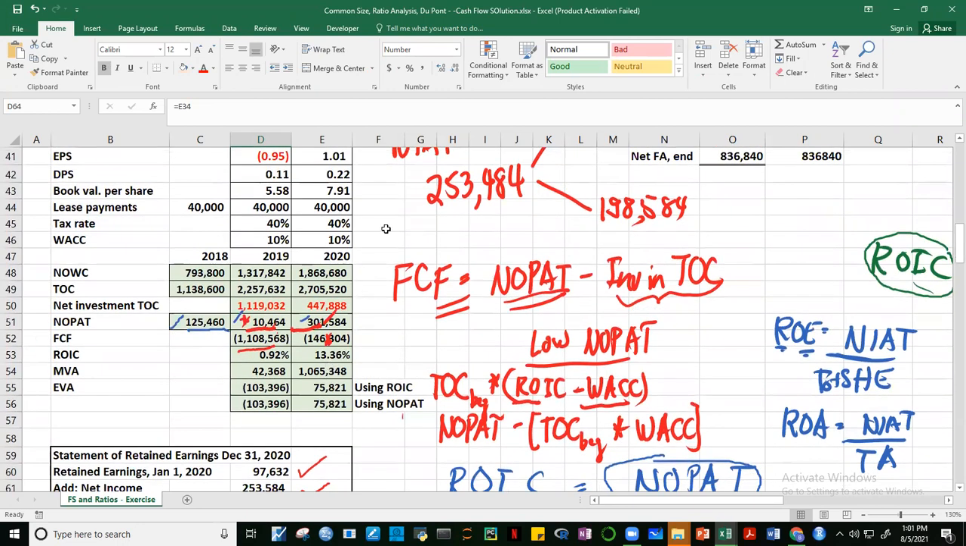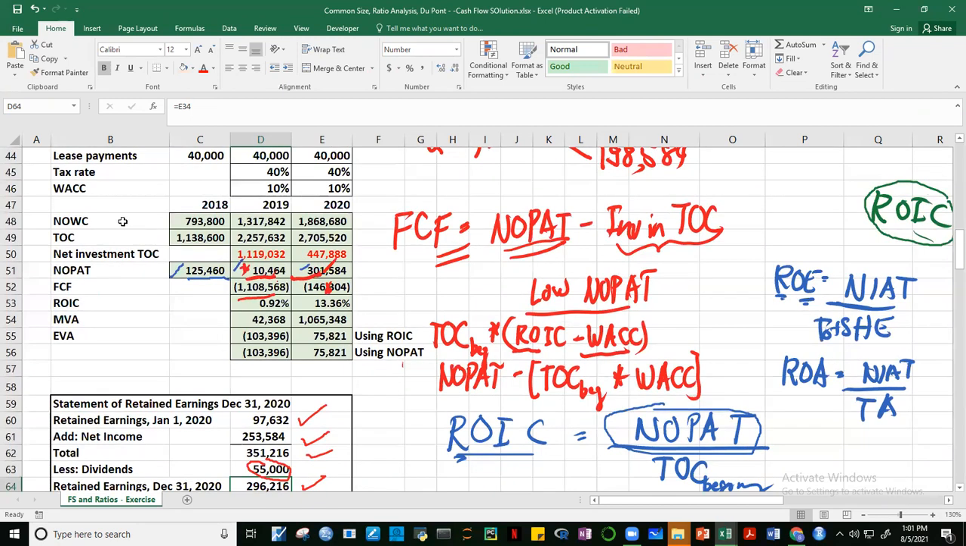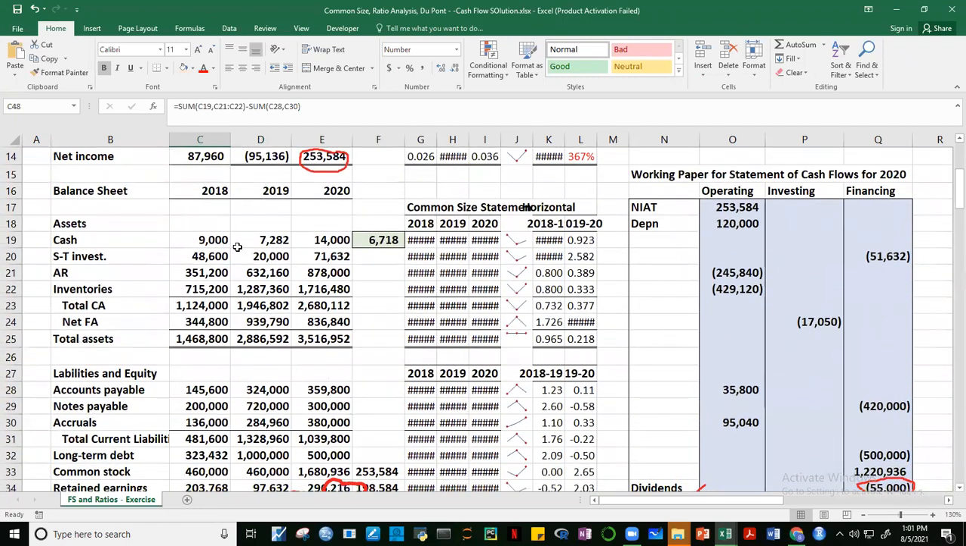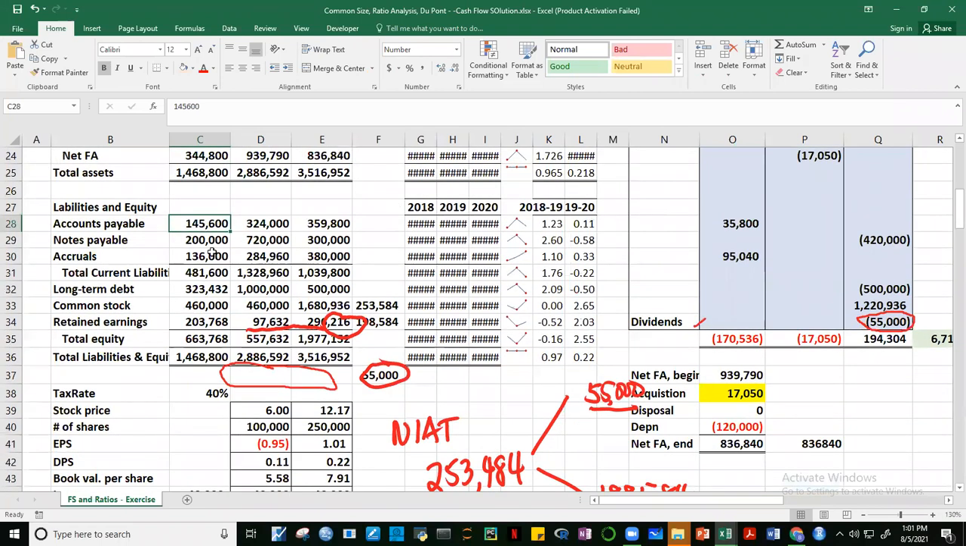Then let's do our metrics, the operating working capital, total operating capital, etc. Net operating working capital is simply your operating current assets minus your operating current liabilities. In our balance sheet, our operating current assets are cash, AR, inventories, and prepayments if there are any. Short-term investment is not included. Our operating current liabilities are accounts payable and accruals. Notes payable is not included. It's interest bearing, so that goes into financing.